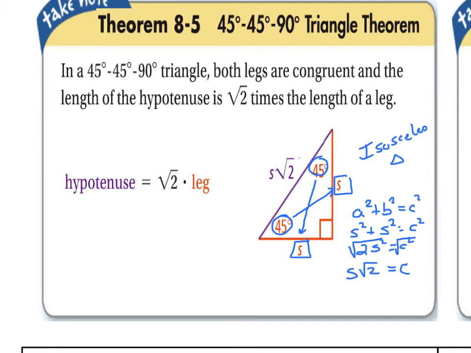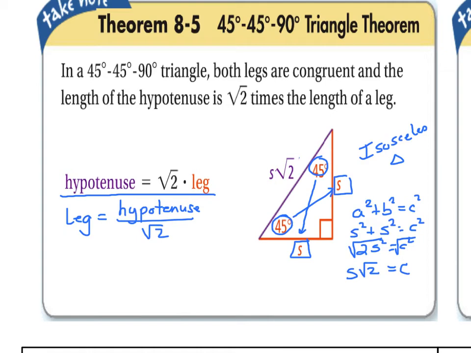Okay? So in this case, the formula that's going to be important for you to remember is that the hypotenuse is equal to the square root of 2 times the leg. Or, if you want to know the leg, it's going to be equal to the hypotenuse divided by the square root of 2. Okay? So these two formulas are going to be important as you're going through some examples.